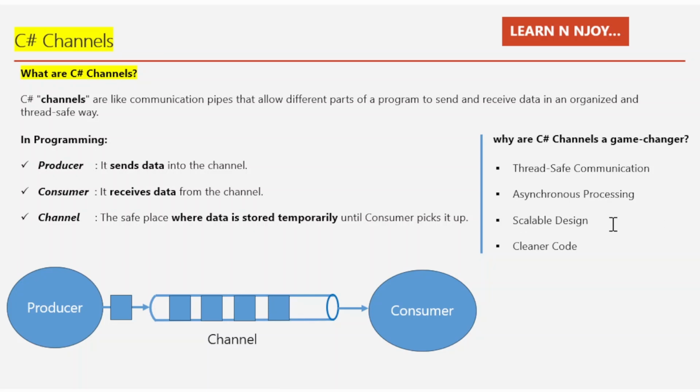A scalable design. What does it mean? You can easily add more consumers to process tasks faster. And the final one is cleaner code. So channels provide a structured and declarative approach to communication between threads, avoiding messy code related to queues and thread synchronization. This makes channels perfect for scenarios like background processing systems, task schedulers and many more.